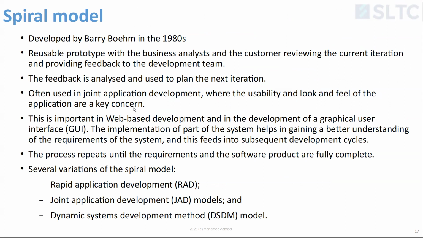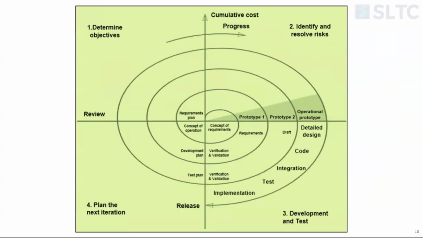Next is called the spiral model. What does that mean? Now this started at a later stage, in the 1980s, developed by Boehm, right? So it's a reusable prototype. Now the spiral is like this. It's a spiral. Yeah. So here what they say is software development is not a circular thing. It is a spiral. So you keep on going, right?